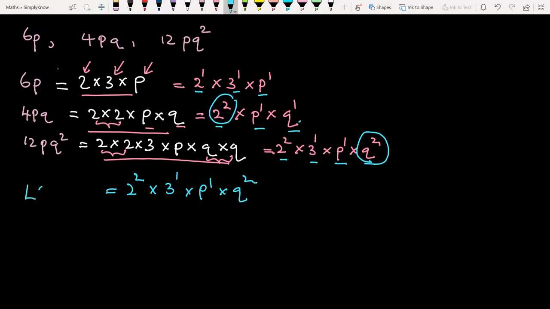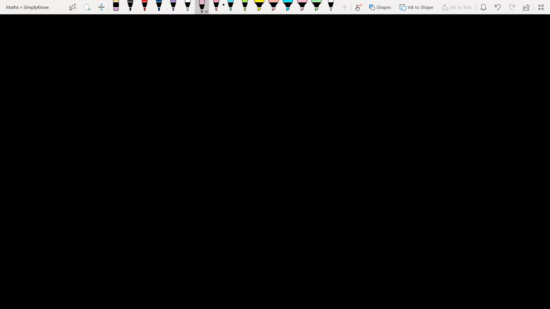So for us to find the LCM, we have written the product of the greatest power of each factor. So when you simplify, what do you get now? 2 to the power 2 is 4. 3 to the power 1 is 3. 4 times 3 is 12. And here only 1p and q squared. It's 12p q squared. So our LCM of these three terms is 12p q squared. What about the LCM of 4, 6x squared y, and 8y?